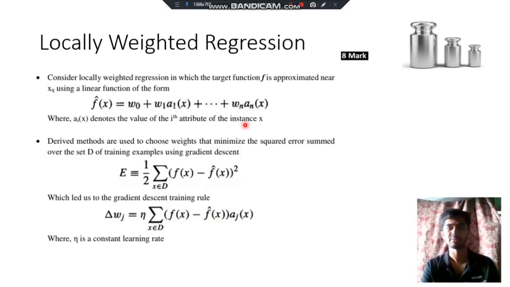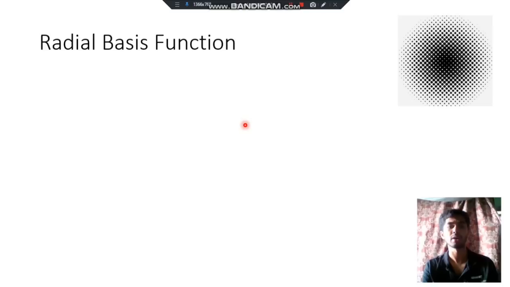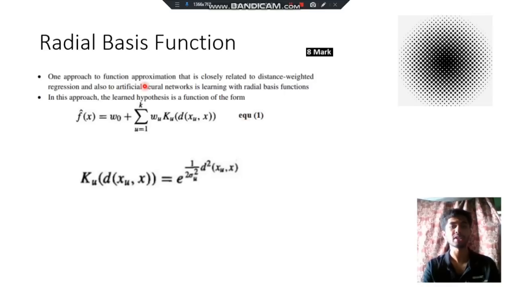Then moving on, we have the radial basis function. Radial basis means circular. Two formulas you have to remember. First, what is the meaning of radial basis? It is related to distance weight and artificial neural network. After that, write this formula.